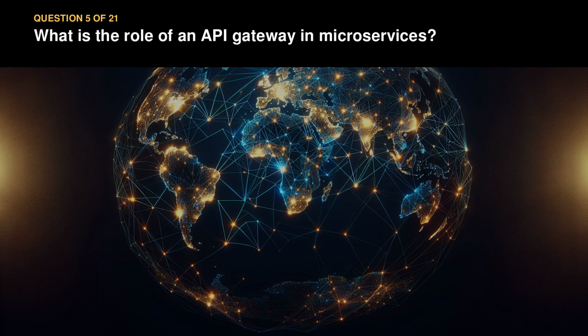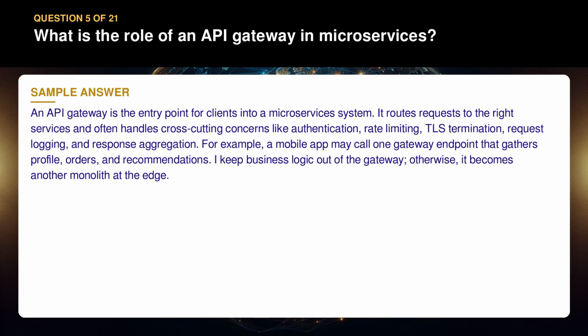Question 5. What is the role of an API gateway in microservices? An API gateway is the entry point for clients into a microservices system. It routes requests to the right services and often handles cross-cutting concerns like authentication, rate limiting, TLS termination, request logging, and response aggregation. For example, a mobile app may call one gateway endpoint that gathers profile, orders, and recommendations.